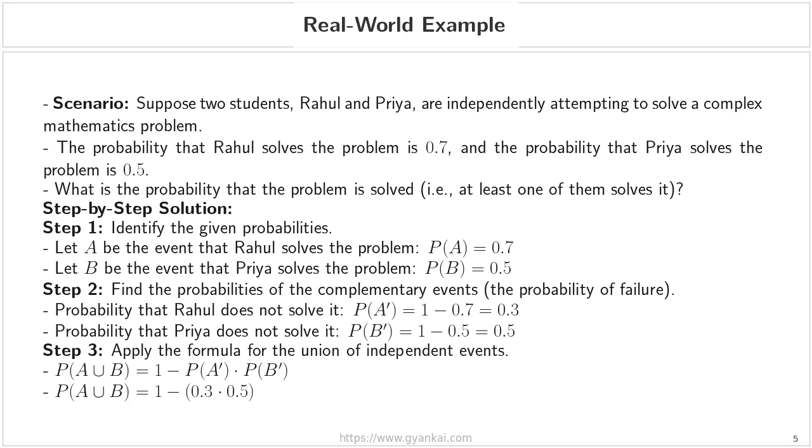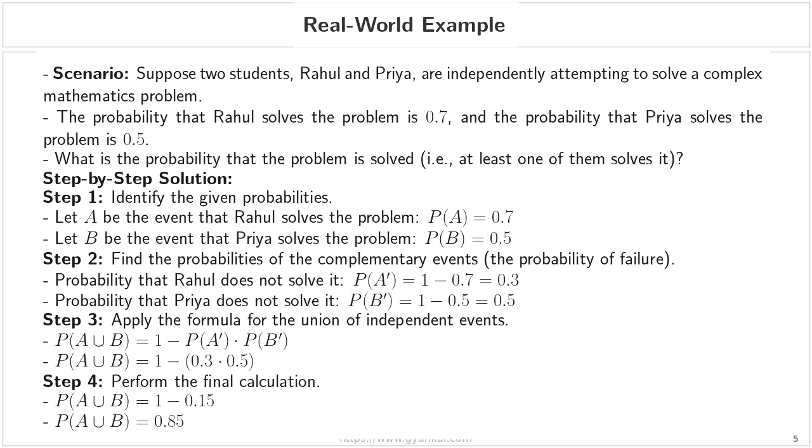Now, in step 3, we apply the efficient formula for the union of independent events that we learned in the previous slides. We want to find the probability of A ∪ B using our formula. This is equal to 1 minus the product of the probabilities of the complements. So, we take 1 minus the quantity P(A') times P(B'). Plugging in our numbers, we get 1 minus the quantity 0.3 times 0.5.